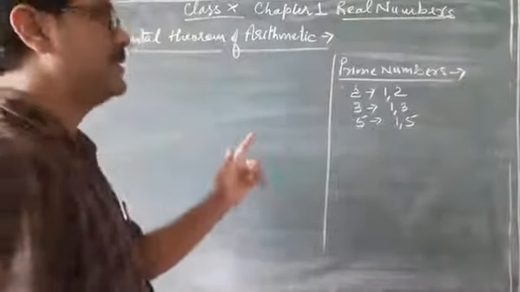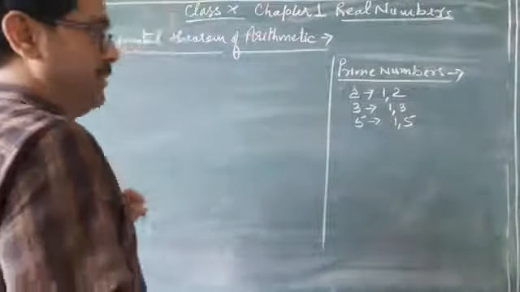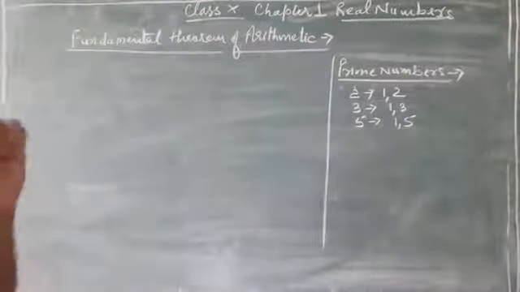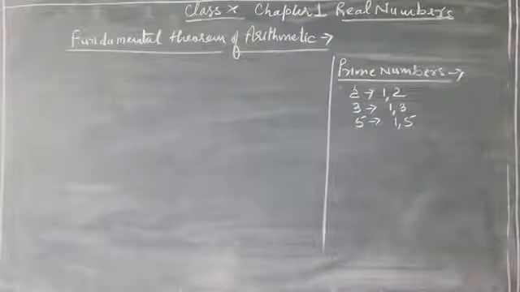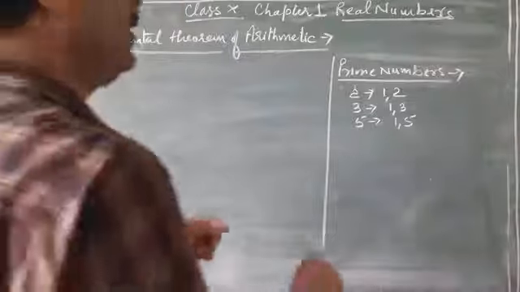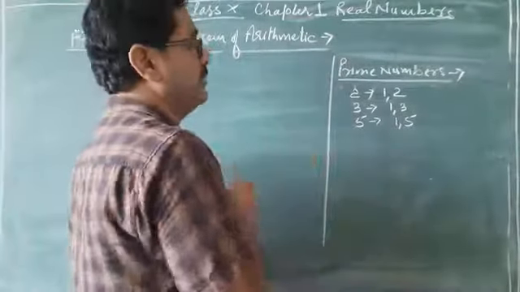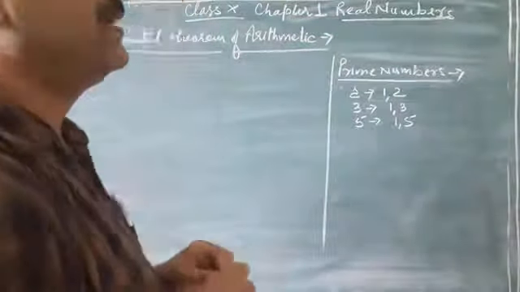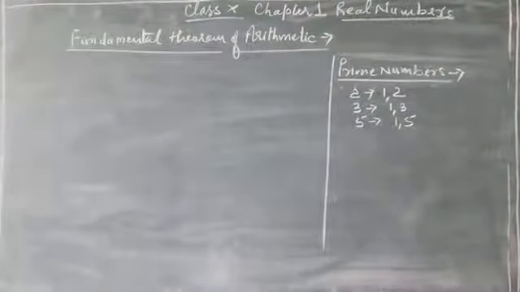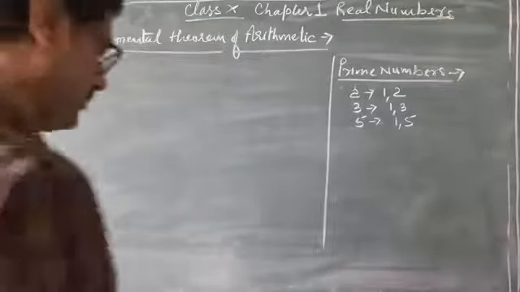And 2 is the least prime number. 2 is the only even prime number. So 2 is the least prime number and 2 is also an even number.